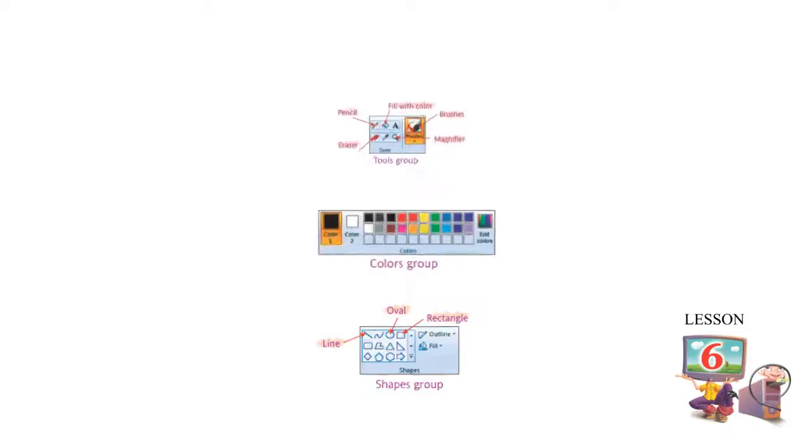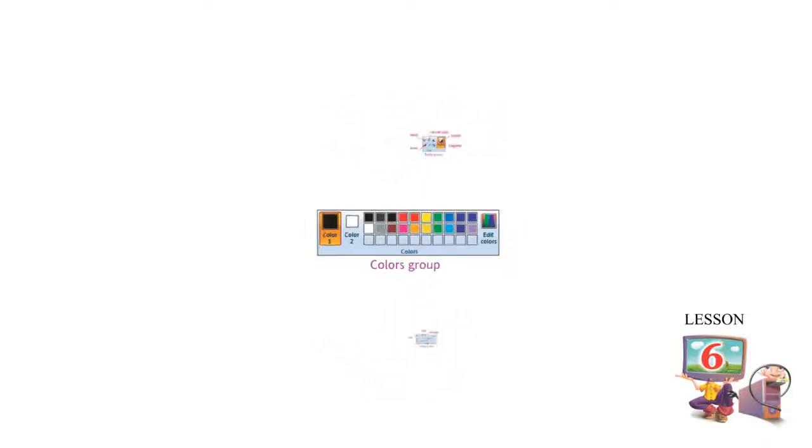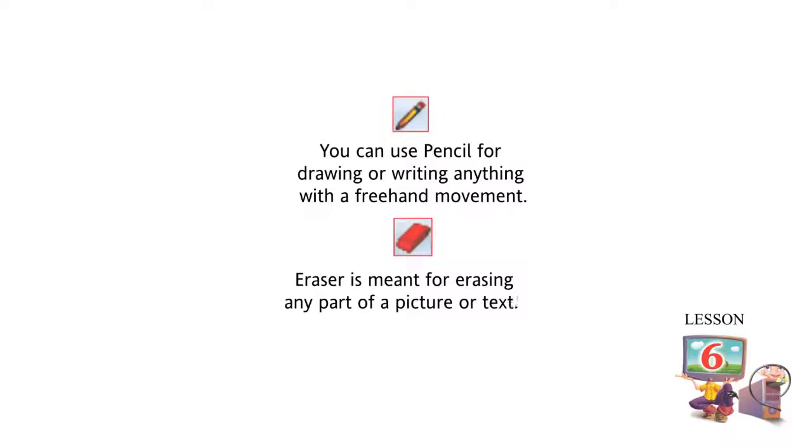Tools group: eraser, pencil, fill with color, brushes, magnifier. Colors group: shapes group, line, oval, rectangle. You can use pencil for drawing or writing anything with a freehand movement. Eraser is meant for erasing any part of a picture or text.